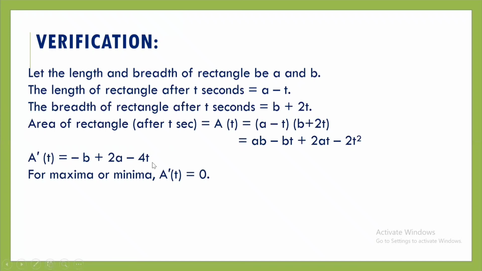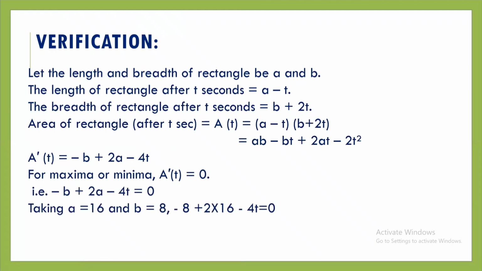So, if I put this equal to 0, what do I get? That means minus B plus 2A minus 4t is equal to 0. So using A is equal to 16 and B is equal to 8, I get minus 8 plus 2 into 16 minus 4t equal to 0, which gives me 4t is equal to 24 or t is equal to 6. This is matching with what we had got in our observation, that at t is equal to 6, the area is becoming maximum. So this is the beauty of the whole experiment.